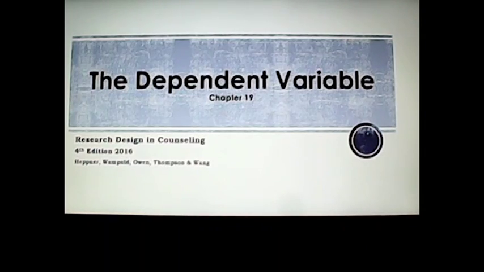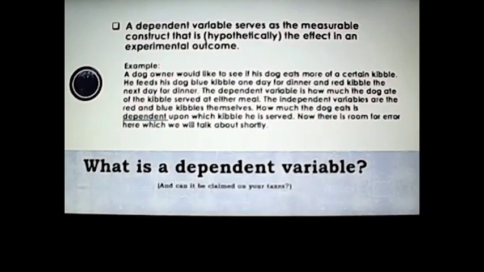I'm going to be going over the dependent variable with you guys from Chapter 19 out of the Heppner text, 2016, Research Design and Counseling. So just in talking a little bit about the dependent variable, the dependent variable serves as a measurable construct that is hypothetically the effect in an experimental outcome. So a few of these examples I'm going to go through with you guys will hopefully help you understand a little bit more about the dependent variable.